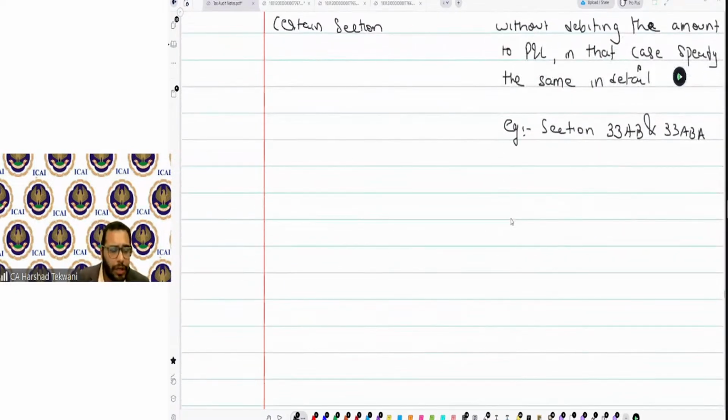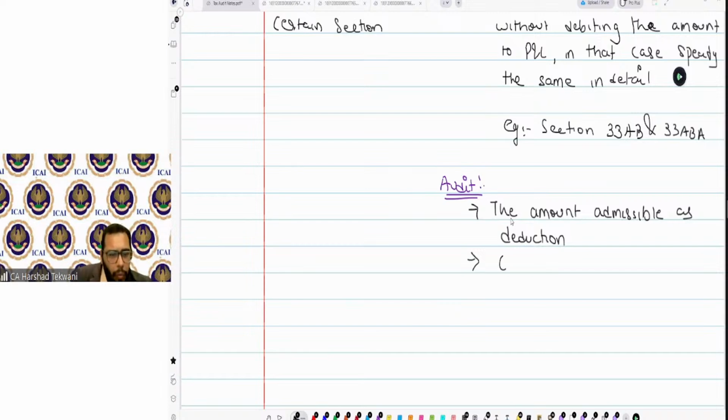So as a tax auditor, I need to check two things. As a tax auditor and a part of audit, I need to check number one, the amount that is admissible as a deduction under various sections. Second, whether the conditions are complied with or not.